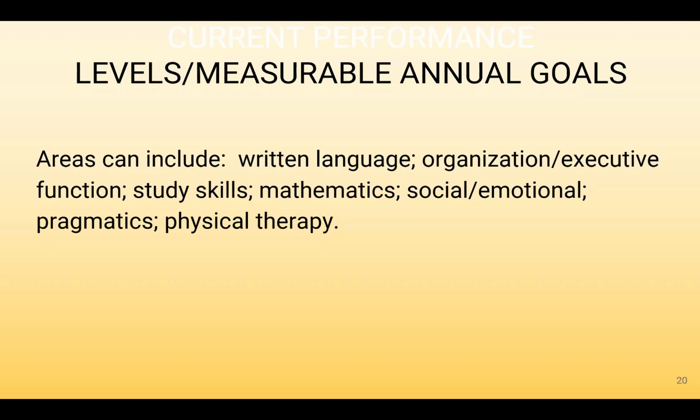When we're writing our goals, when we list what the current level of performance is in a goal, we really wanted to include what a student can do. So when we think in terms of strength-based IEPs, we want to list all the things that our students can do. Many times when we look at IEPs, we see all of the things that a student cannot do listed in the current level of performance. And I think that does students a disservice.